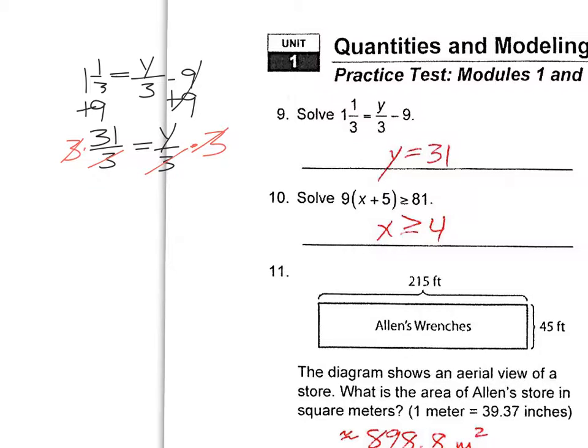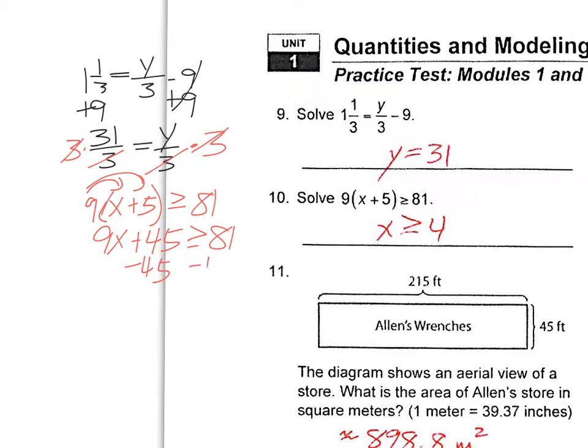Okay, number 10, solve the inequality. 9 times parentheses x plus 5 is greater than or equal to 81. Do distributive here. So 9x plus 45 is greater than or equal to 81. Subtract 45 from both sides. 9x is greater than or equal to 36. Then divide by 9. And then I get x is greater than or equal to 4.